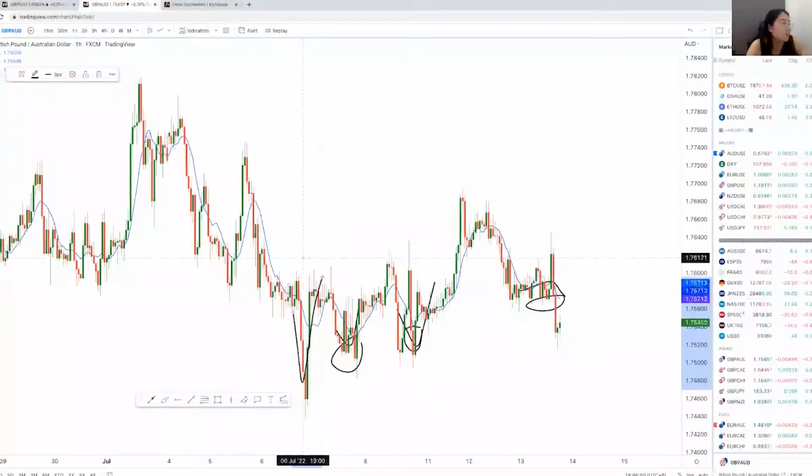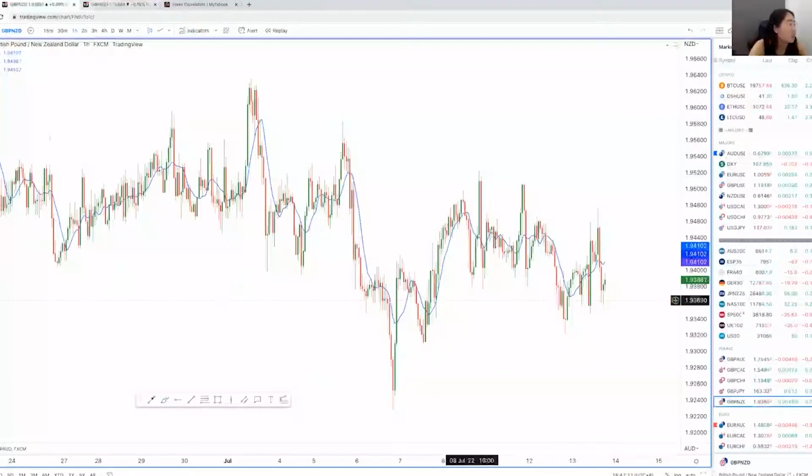So what can we safely conclude? It breaks here, it goes up, didn't really give you a good move, and it came back down, broke it. You would have been able to catch very small moves. What does this tell me when I'm looking at it? It tells me that the moving average doesn't work very well on GBP AUD on the 1 hour time frame.